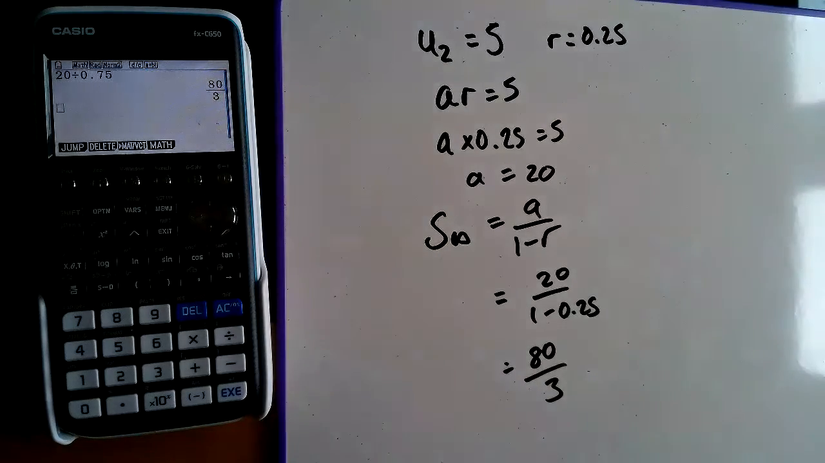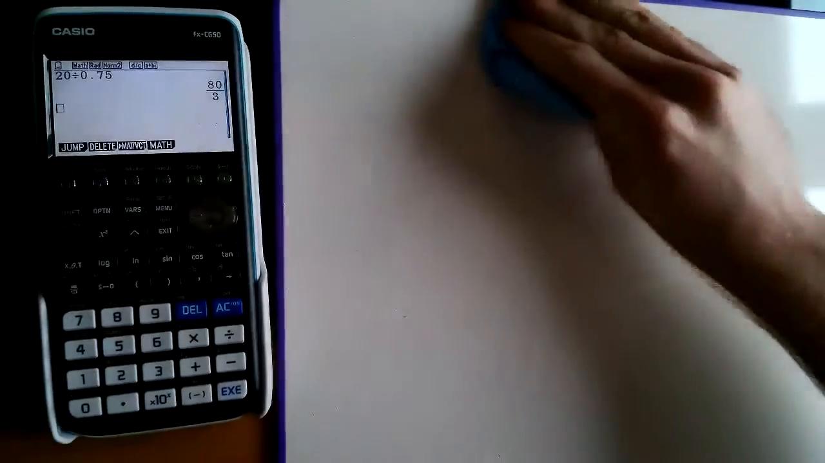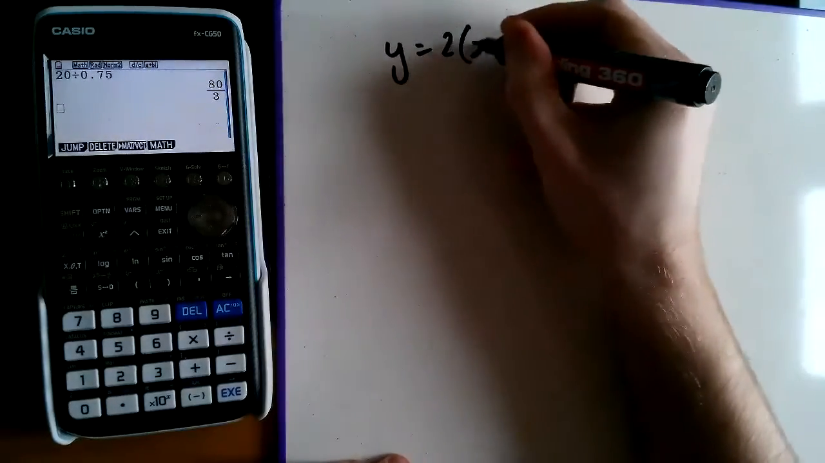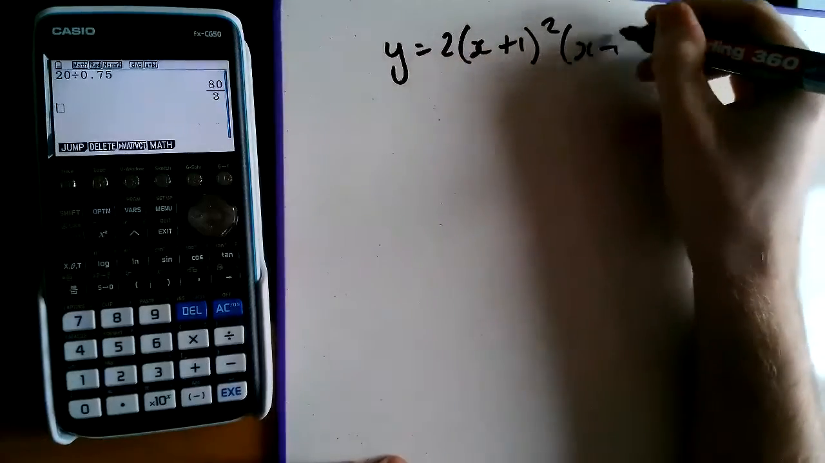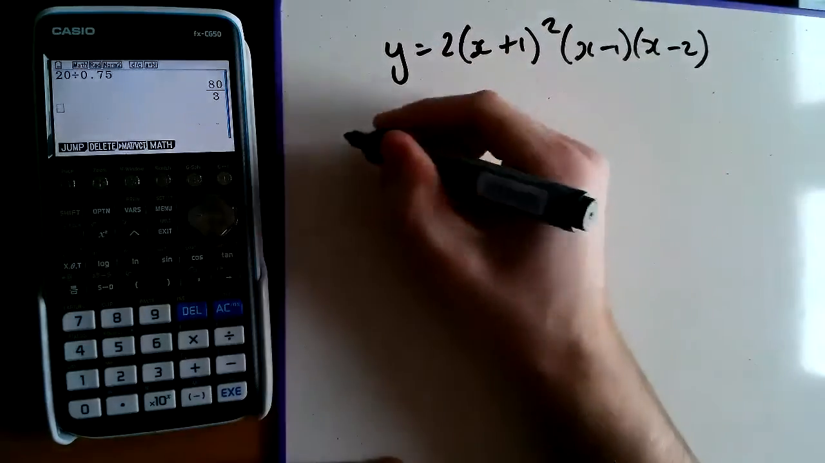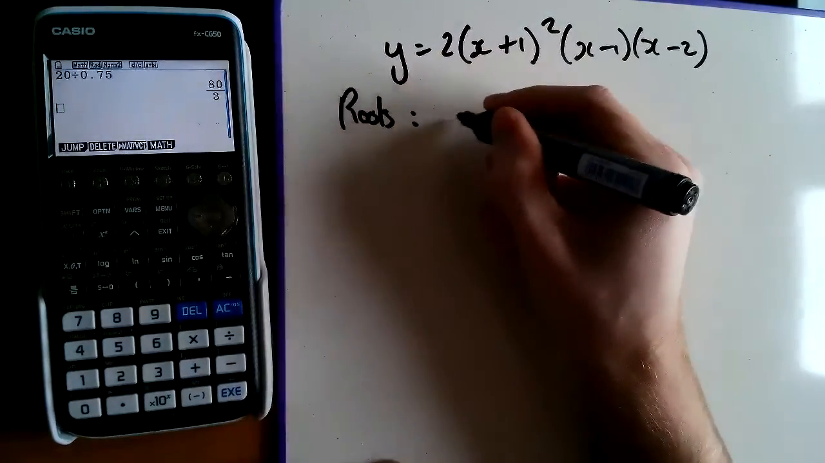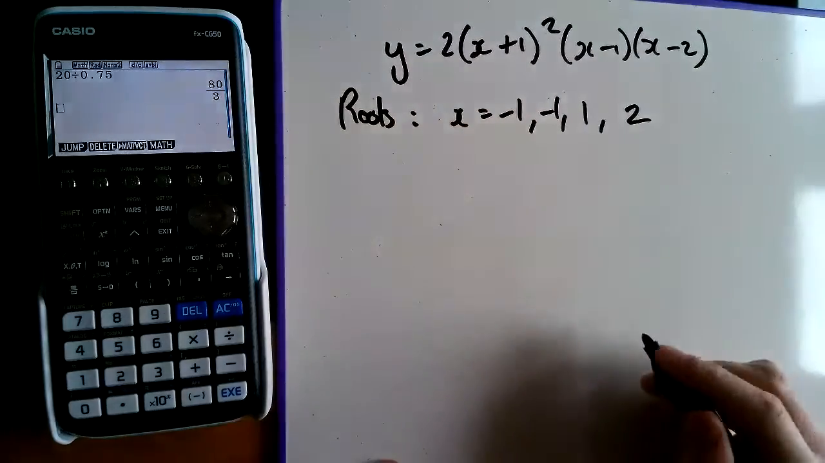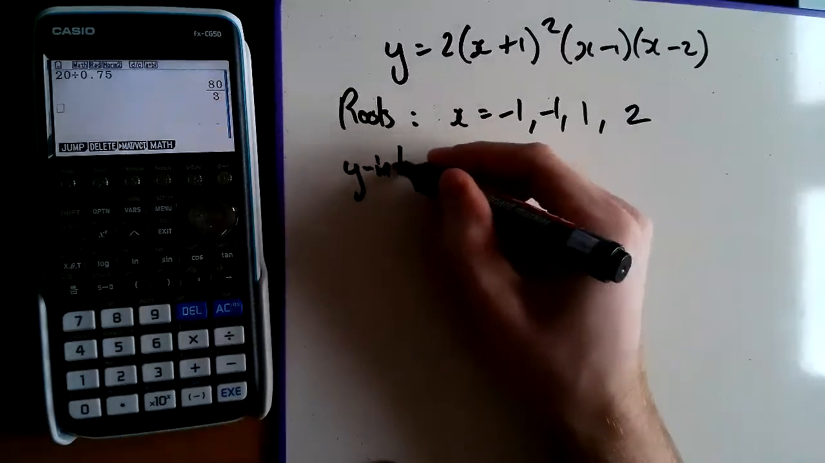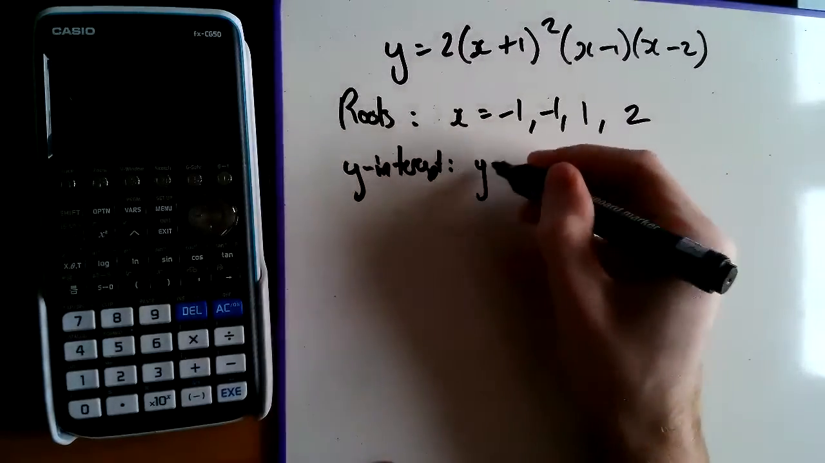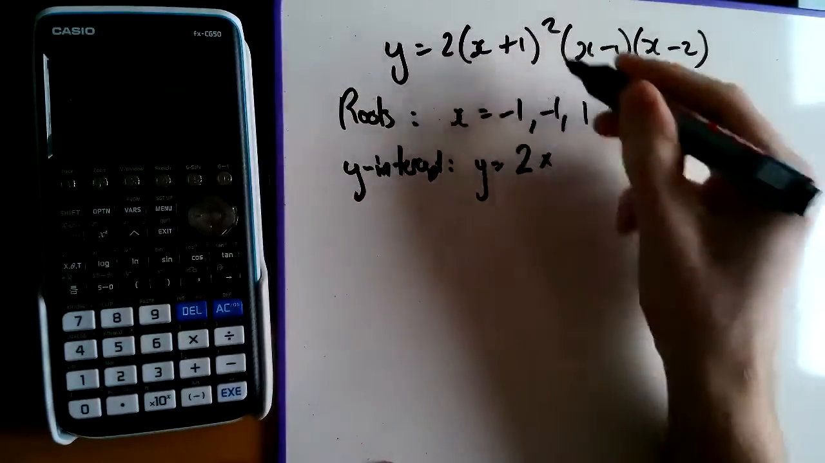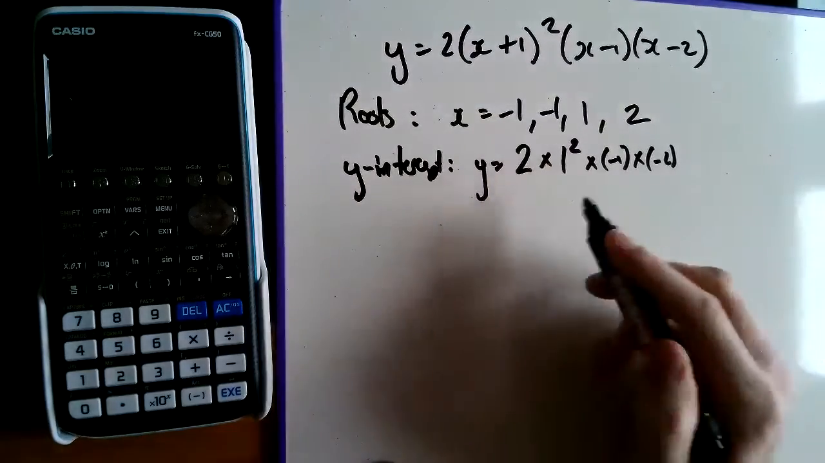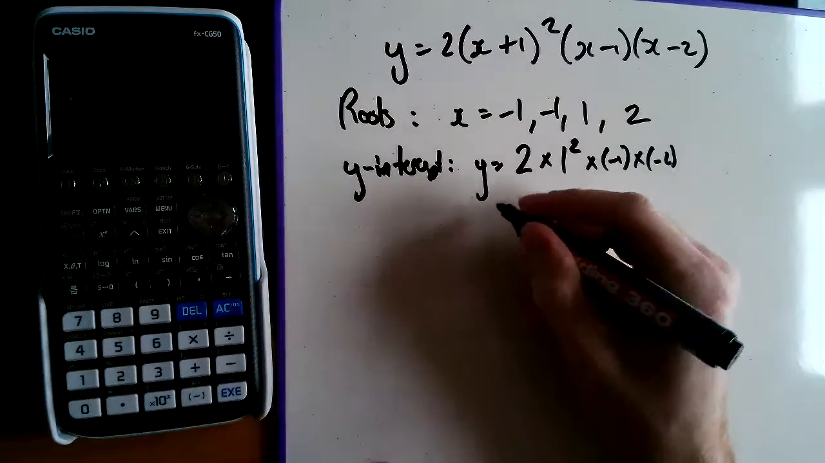And the last one. Sketch the graph. y is 2(x plus 1) squared, (x minus 1), (x minus 2). Well, the roots, I have minus 1, 1, and 2. The y-intercept, I have 2 times 1 squared times the minus 1 times the minus 2. So that just gives me 2, so that gives me 4.